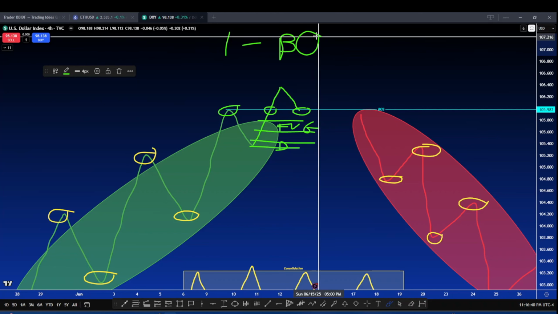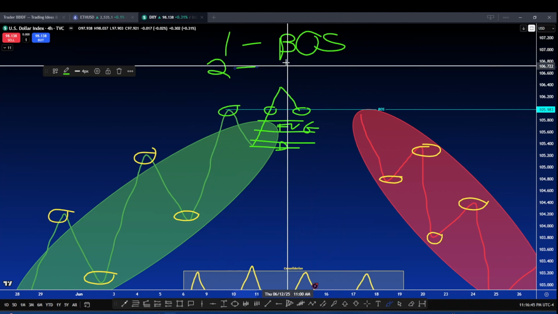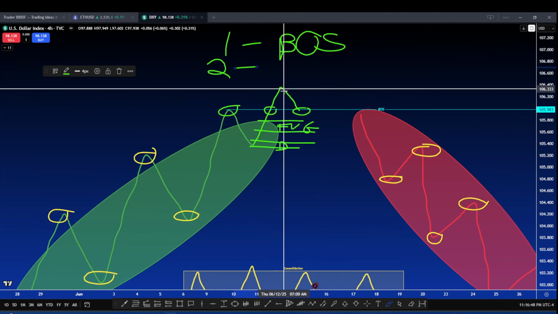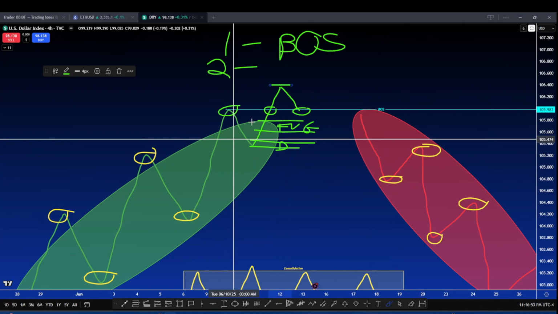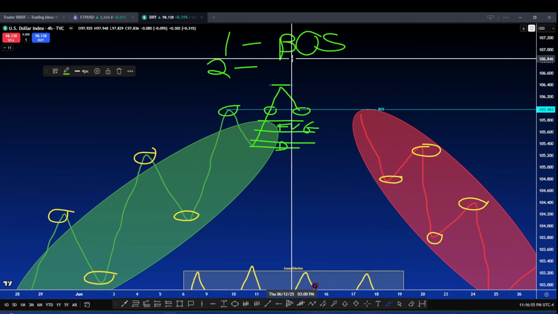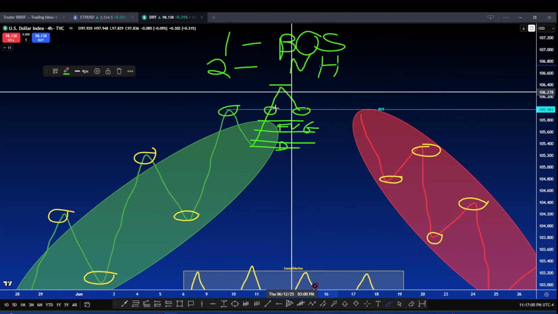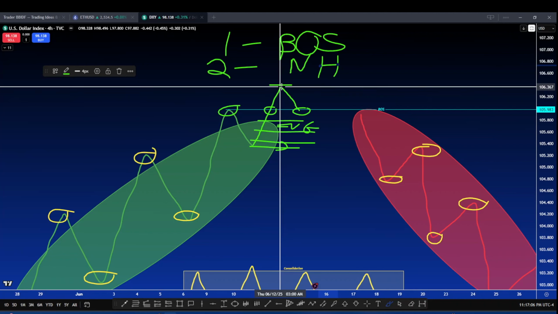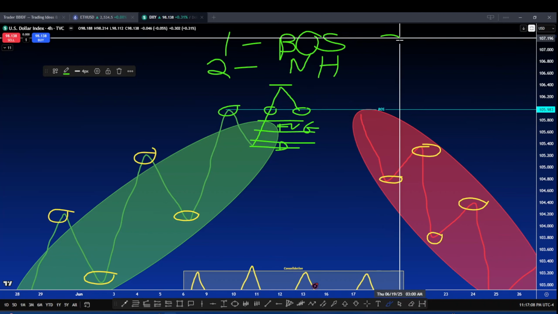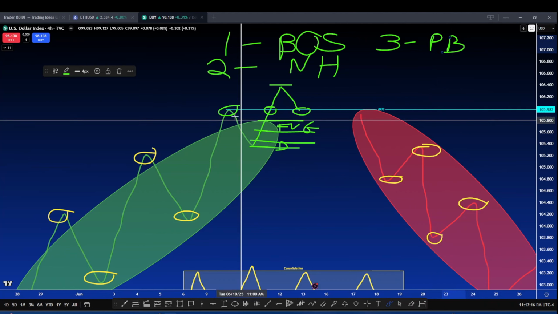So again, first thing that happens in the cycle, guys, is you get the break. You break a high or you break a low. So there's your break of structure. The second thing that happens is you make a new high, right here where you see this V shape. If we're in a downtrend, you make a new low, but we're going to focus on uptrend right now. So you make a new high, so I'm just going to write NH for new high. Right after that new high is made, price typically starts the pullback phase. So part 3 in this cycle is the pullback phase.